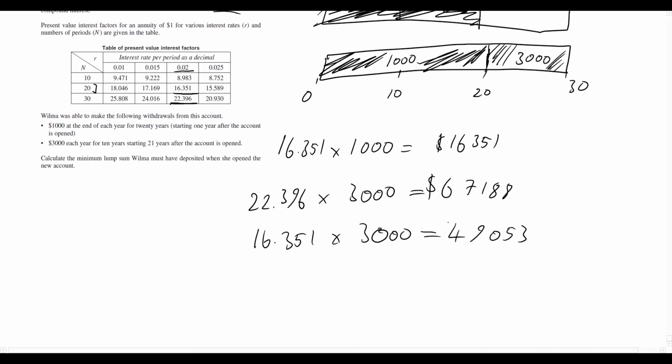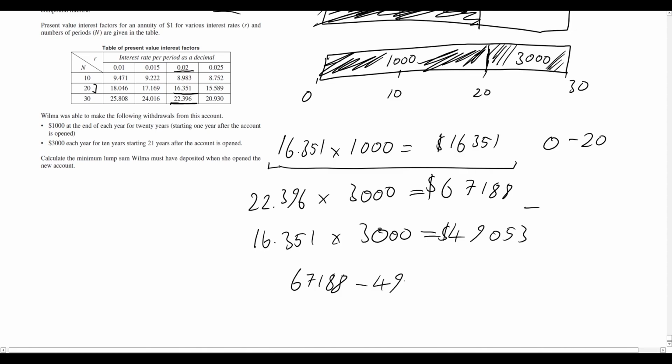Okay, so what we need to do now is think about which section represents which years. This first section represents years 0 through to the end of the 20th year, start of the 21st. So this is 0 to 20, I'll just write it like that. And now to figure out what happens from 20 to 30, it's just going to be the difference between these two numbers here. 67,188 minus 49,053 will simply give us $18,135, and so that will cover the years from 21 through to 30.